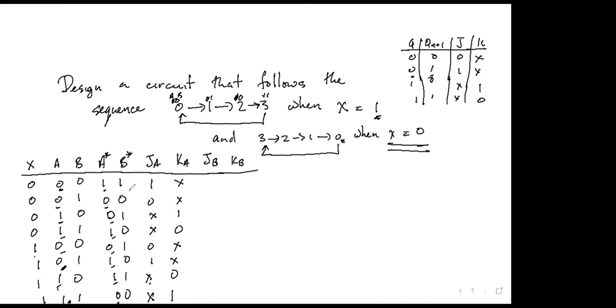And now B. 0 to 1 is 1, don't care. 1 to 0 is don't care, 1. 0 to 1 is 1, don't care. 1 to 0. 1 to 0 is don't care, 1.